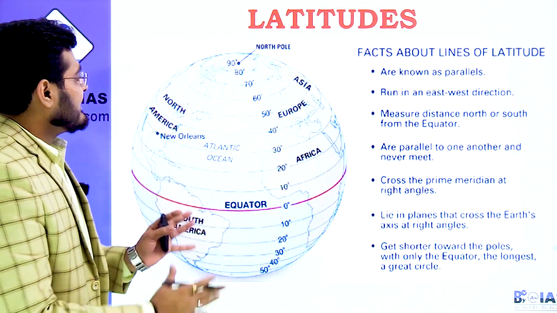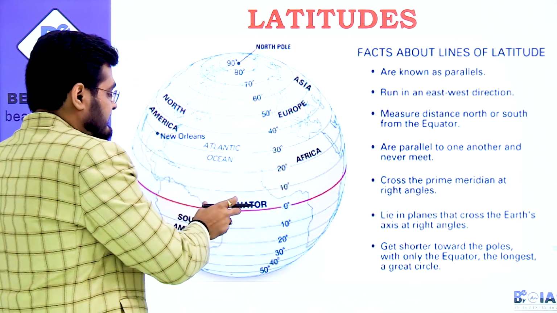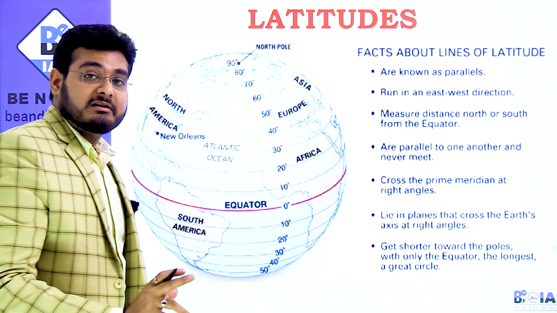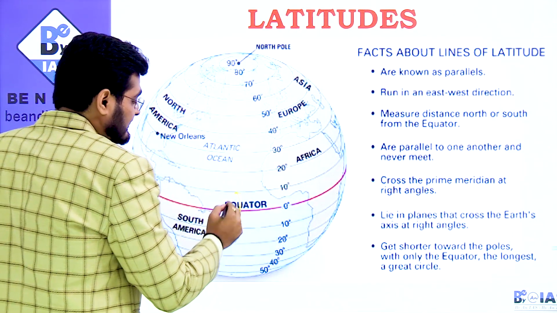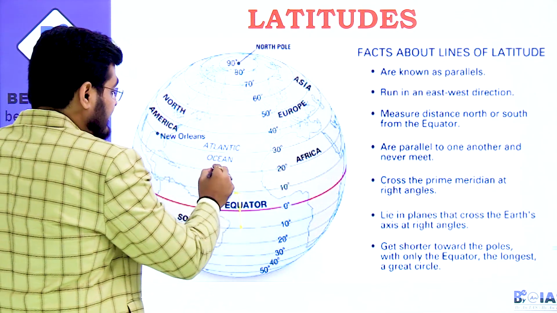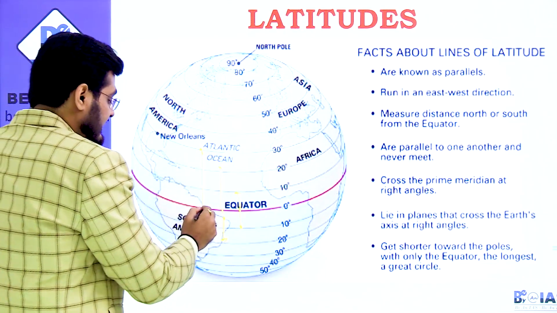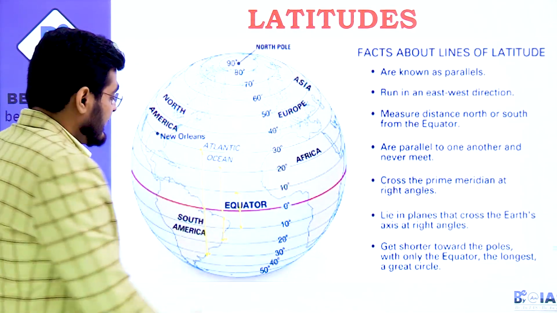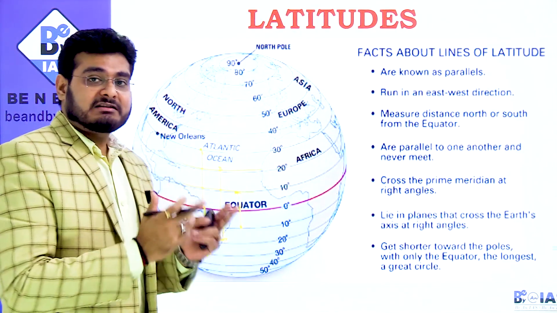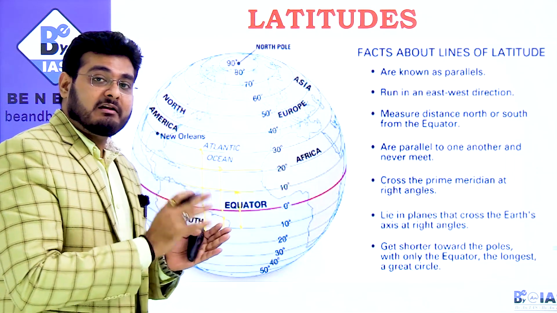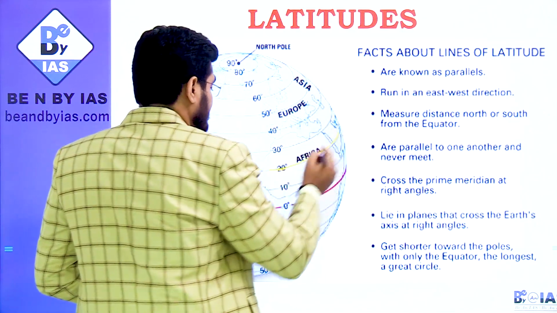Now latitudes. What are latitudes? Some important facts, a very quick revision. Latitudes are parallel. The distance between two latitudes will always be equal. Distance between two latitudes means 10 degrees to the north and 10 degrees to the south will always be equal. 20 degrees to the north and 20 degrees to the south will always be equal. Okay, 30 degrees north and 30 degrees south will always be equal. You can see that they are running parallel. Parallel because when lines are moving in only one direction, they will never meet.